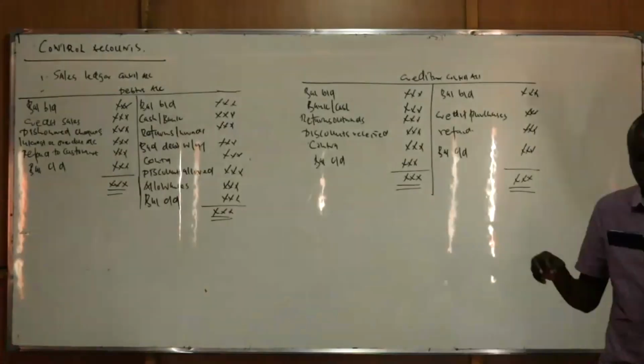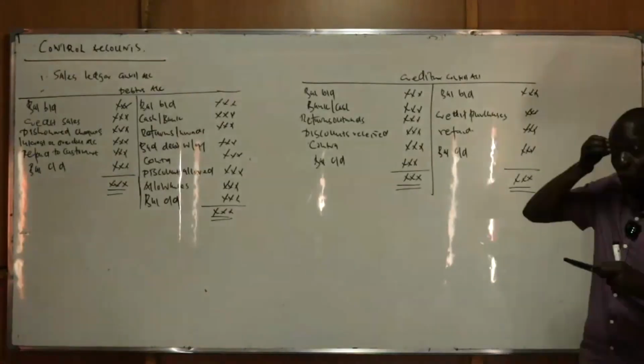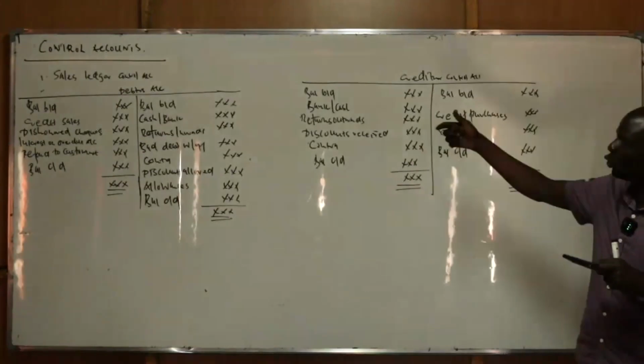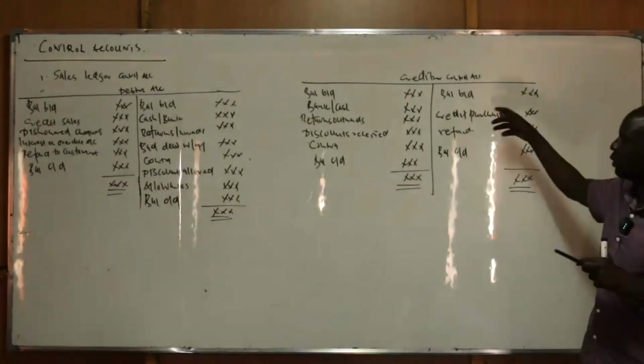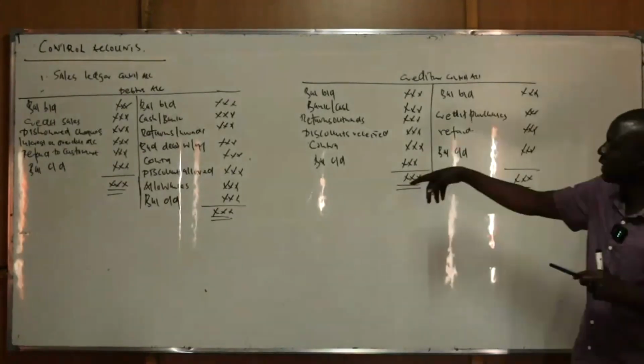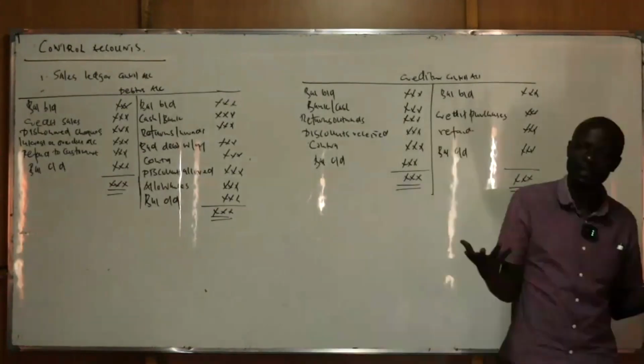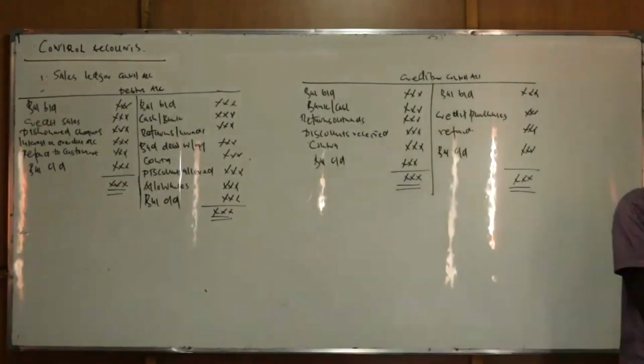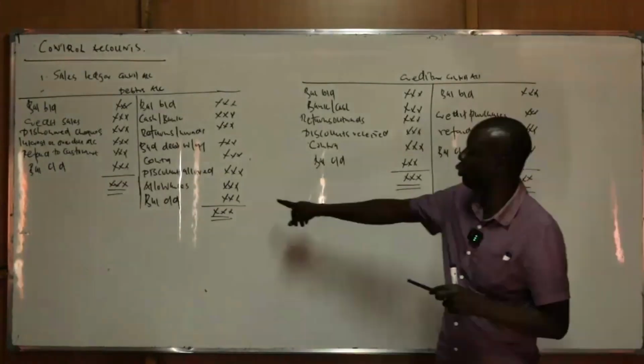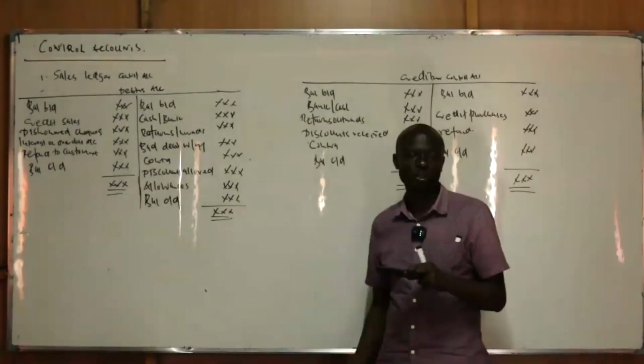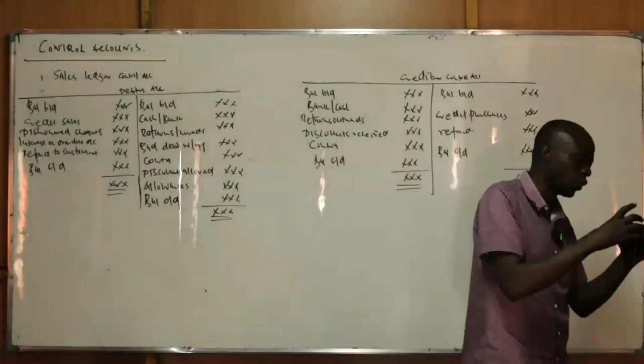Number two, it also checks the arithmetic accuracy of posting in the individual ledger accounts. Eventually we will also check the balances in the individual ledger accounts to see whether they agree. We go to each individual account one by one and confirm with this closing balance, so it checks the arithmetic accuracy of the posting in the individual ledger accounts.